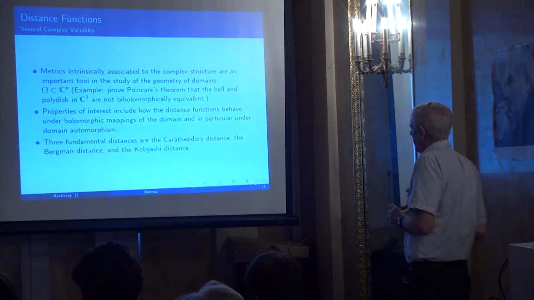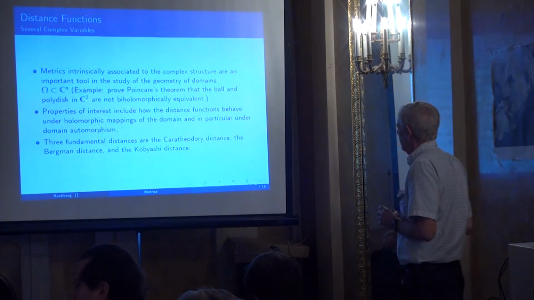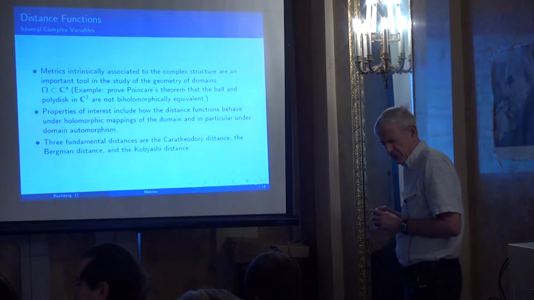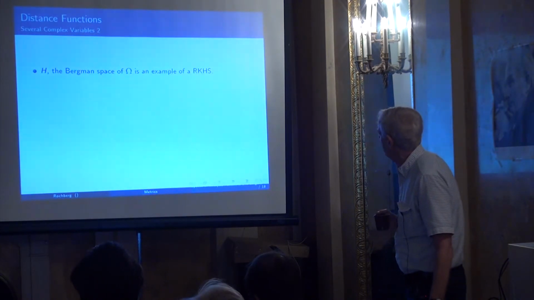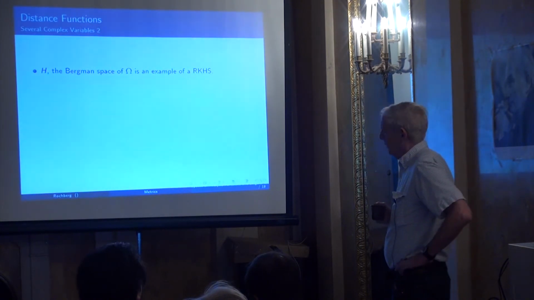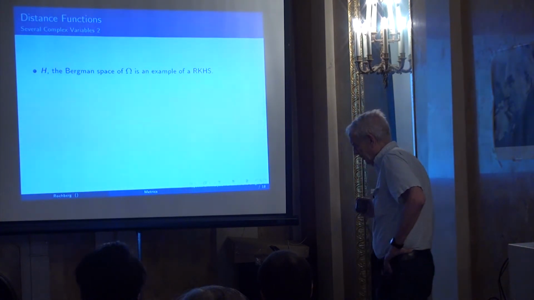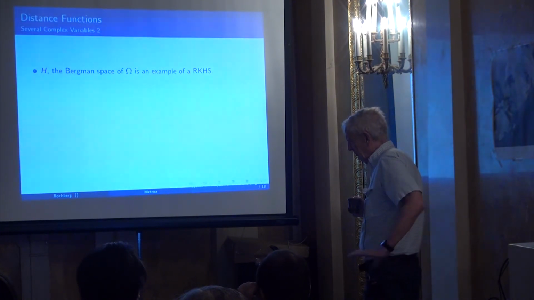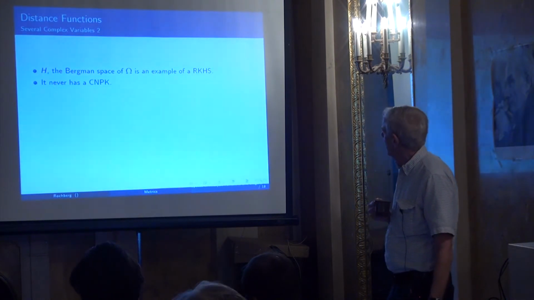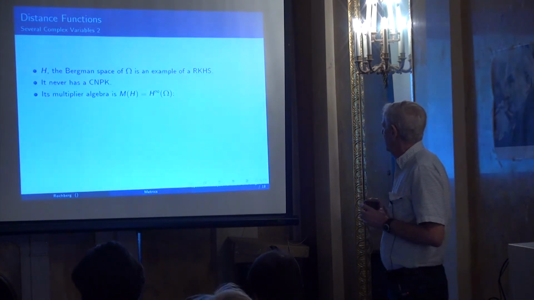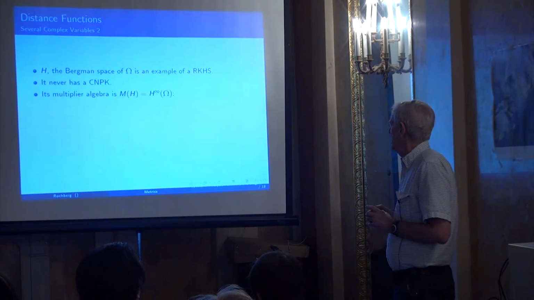And there are several fundamental metrics that show up in the several complex variables world looking at these things. There's the Carathéodory metric, the Bergman metric, the Kobayashi distance. And I don't want to get involved in detailed descriptions of all of them, but I want to just indicate briefly how they are related to what we've been talking about. The Bergman space of a domain omega is an example of a reproducing kernel Hilbert space. It's not going to have this complete Nevanlinna-Pick property, but it is going to have the property that its multiplier algebra is H infinity. So the multiplier algebra is in this nice world of uniform algebras where there's a bit more theory.